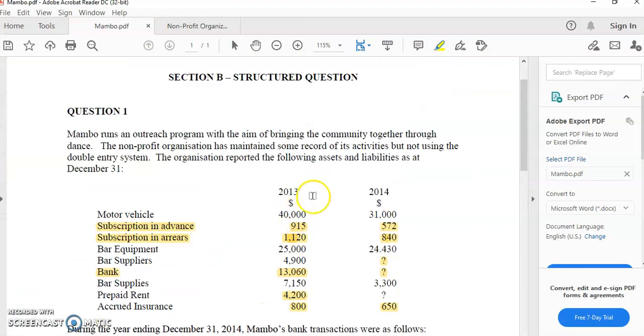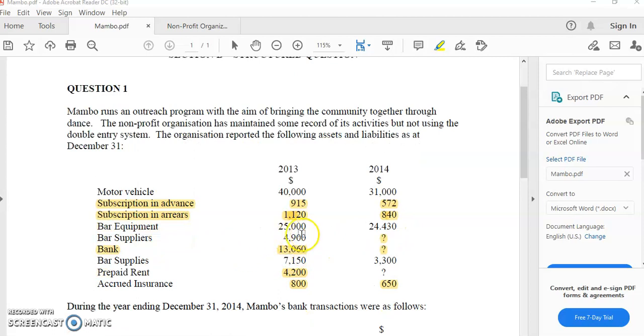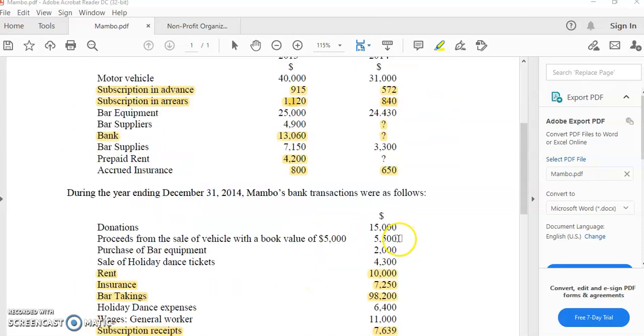How do we know we have depreciation? We know we have depreciation because at the beginning of the financial year, my motor vehicle was worth $40,000. By the end, it's only worth $31,000. And also for bar equipment, at the beginning, it was worth $25,000. At the end, $24,430. During the year, we sold a motor vehicle and we bought bar equipment. So we need to find out what the depreciation is.